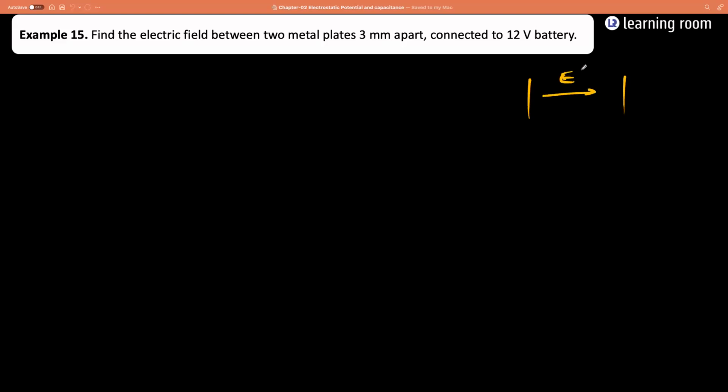So the electric field between metal plates is constant and they are separated by a distance of 3 into 10 power minus 3 meter. And the potential difference is 12 volt. Right? Potential difference is going to be 12 volt. So when the electric field is uniform, instead of dV by dr, you can use the formula V by D. That is what we do for capacitance also.